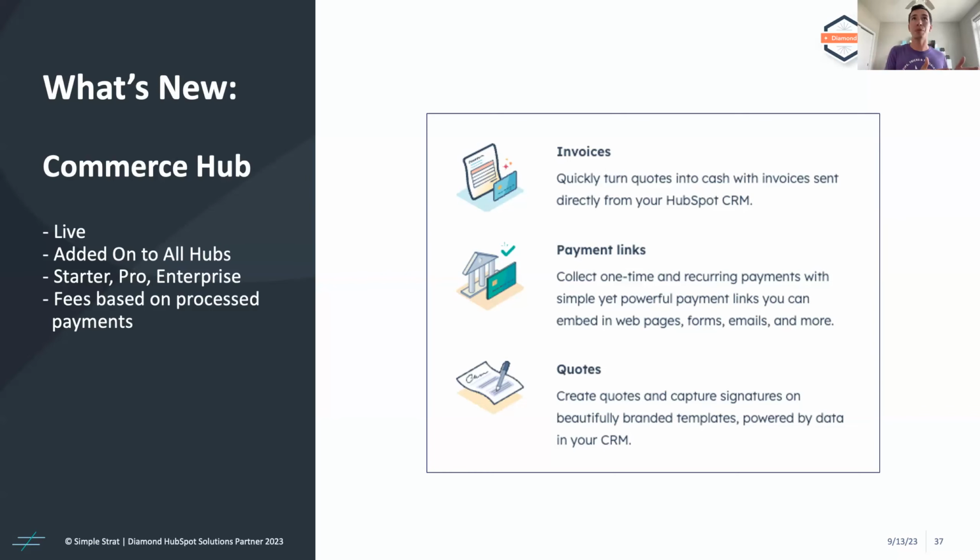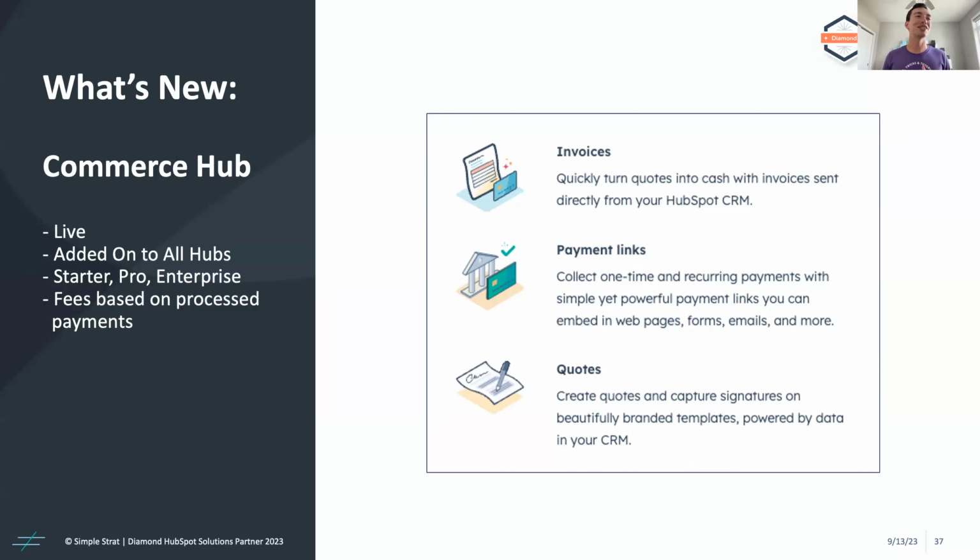You can use HubSpot payments, which means that HubSpot is your payment processor. You set up your bank account and things like that, and HubSpot will process that payment. That's what we use for all of our quotes. You can also use Stripe. That integration is in beta. But the way that you pay for Commerce Hub is every transaction you pay a fee. So it's 1% for Stripe. For HubSpot payments, I don't know.